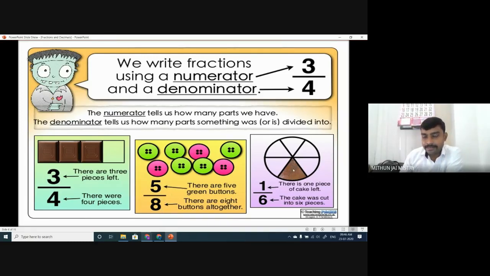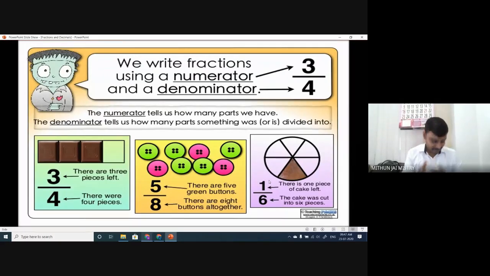Here it's a cake. The cake is divided into 6 equal parts and 5 parts are already eaten. Now there is only 1 piece of cake left. 1 piece is left out of 6. So the cake which was cut into 6 pieces is what the number 6, the denominator, shows, and 1 part is still remaining. If I ask you how many parts of the cake are eaten, what will be the answer? 5 by 6. 5 out of 6 are eaten and only 1 out of 6 is remaining.